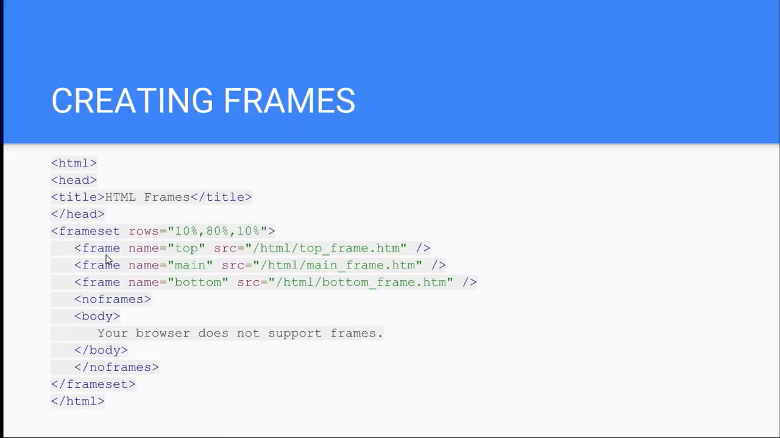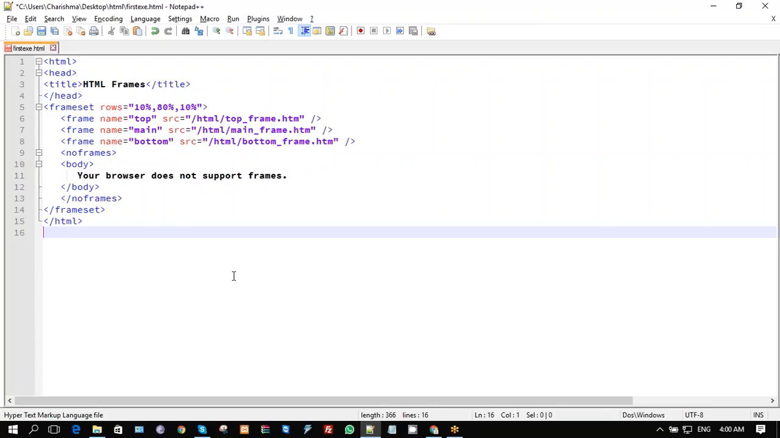Let's execute this code and see. In this frame example, we opened a frameset tag here, and we are mentioning that one row is divided into three parts. One is 10%, the other one is 80%, and the other one is 10%, completely 100%. The first 10% is on top, 80% is in the middle, and 10% is in the bottom. So we have three different sections here: top, main, and bottom.